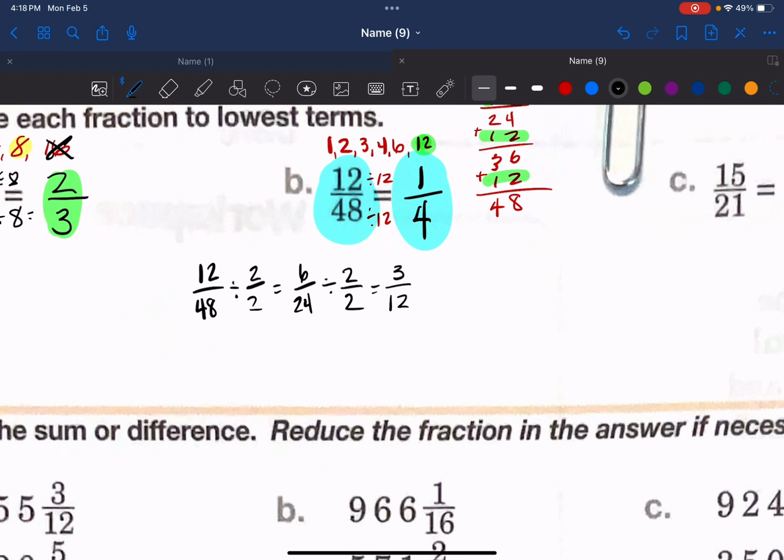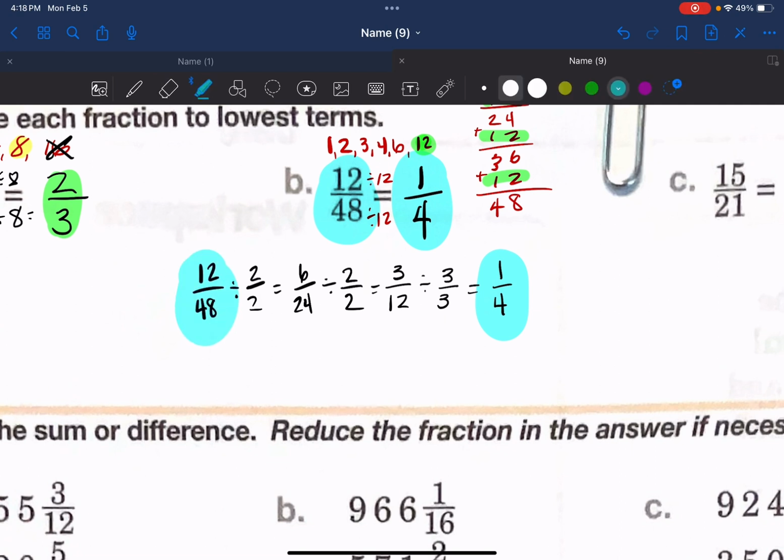Well, guess what? I can't divide by 2 anymore. But I do know that 3, when I skip count by 3s, I say 12, which means I need to divide this by 3 this time. Finally, 3 divided by 3 is 1. Oh, I finally am getting close because 1 is the smallest I can possibly get. And 12 divided by 3 is 4. So I now finally got to 1/4 from 12/48.